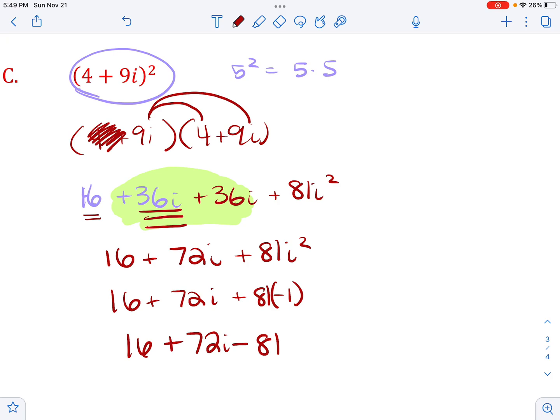And now again, I'm going to circle my final answer, but now that i squared has shown up, it's turned this thing, which was not combinable with the other things, into something that is combinable. So it's really important that we always make sure that there's no i squareds in our final answer and that we're replacing them with -1. Because if we don't, we might have something that does not look combinable when it actually is.